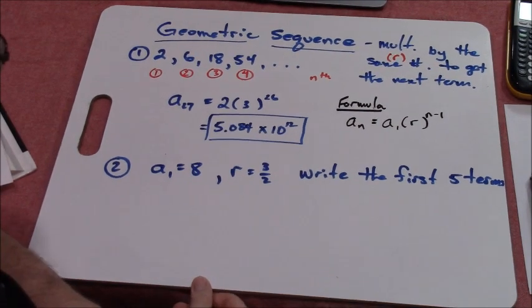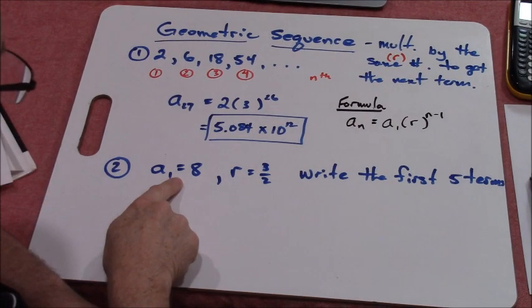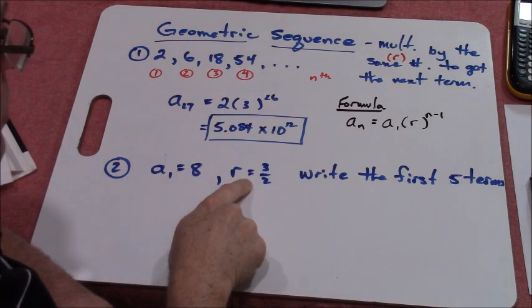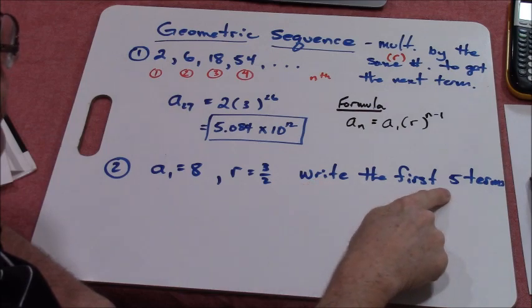Okay, so here's one for you guys to start with. Our first term is 8. Our r value is 3/2, and they want us to write the first 5 terms. You guys go ahead and do that real quick.